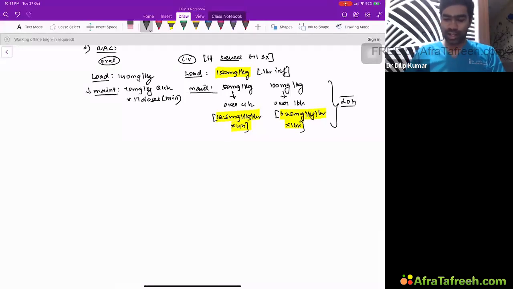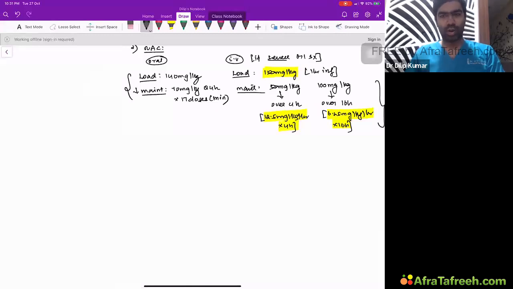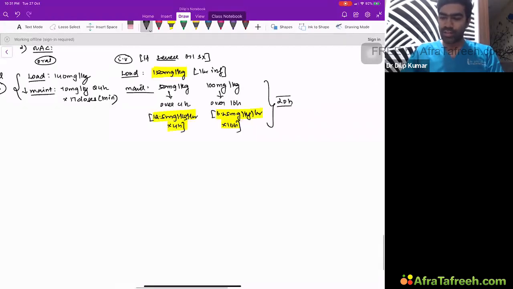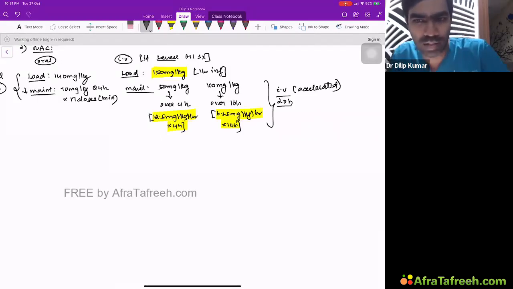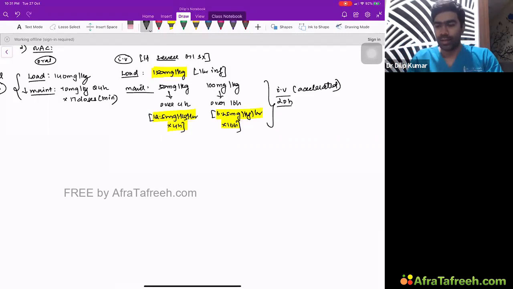And this is actually a very slow protocol where you give oral N-acetylcysteine. This is called the oral 72-hour protocol. This is an IV 20-hour protocol. This is also referred to as the accelerated protocol for giving N-acetylcysteine. This is the usual protocol that we follow in many tertiary centers.